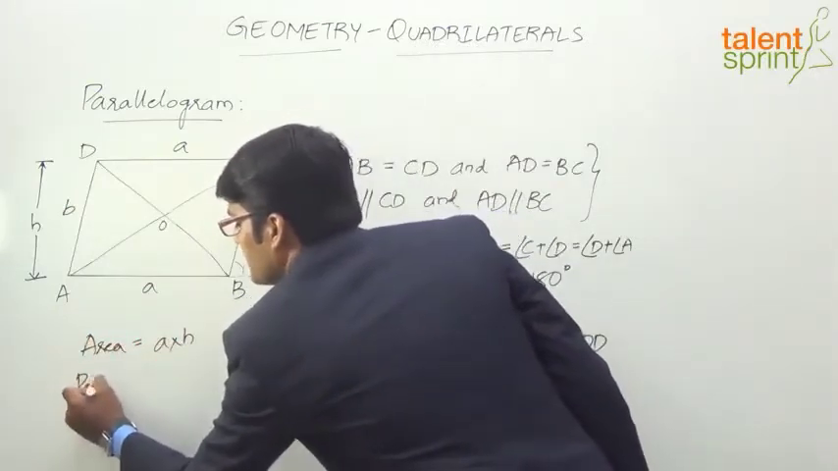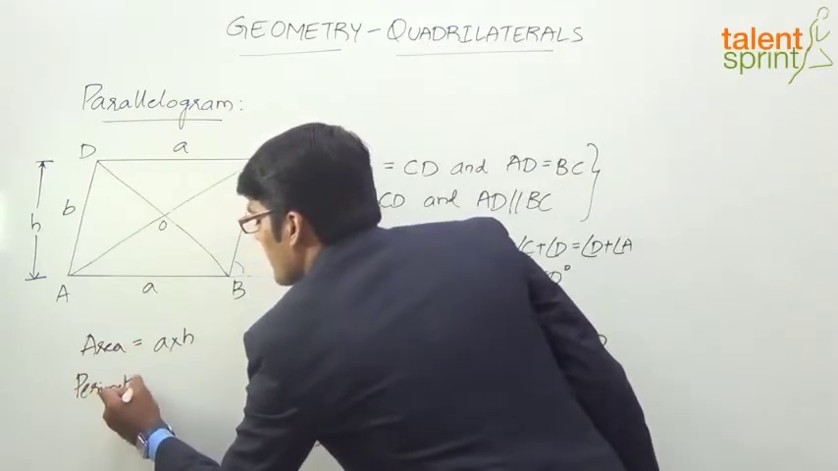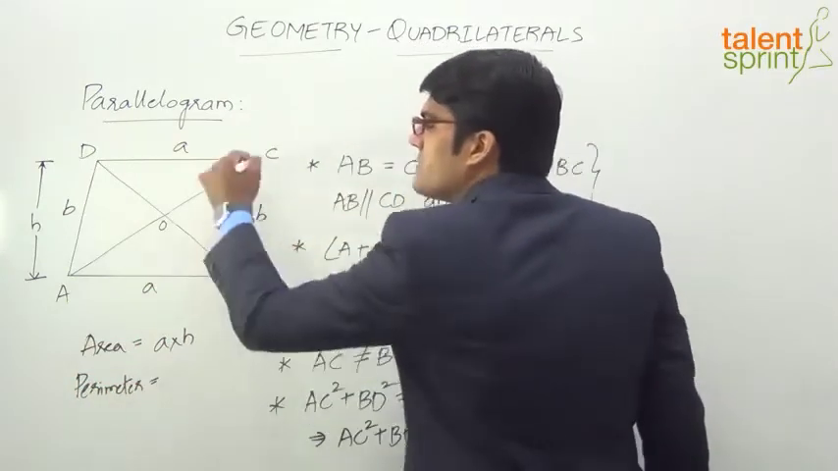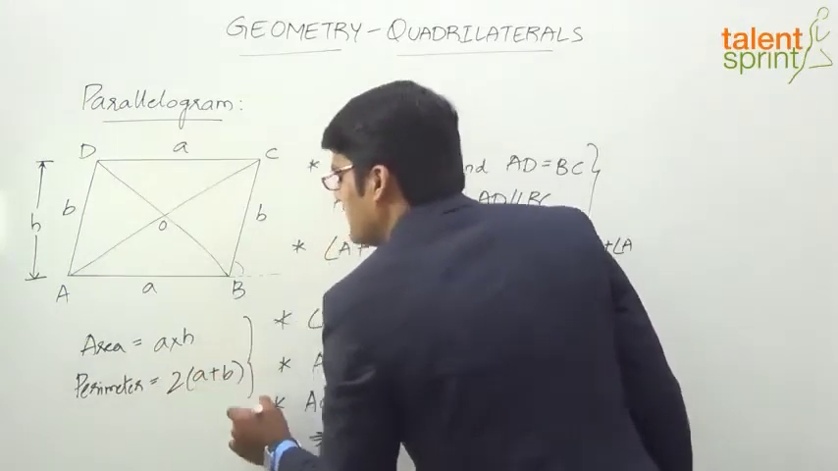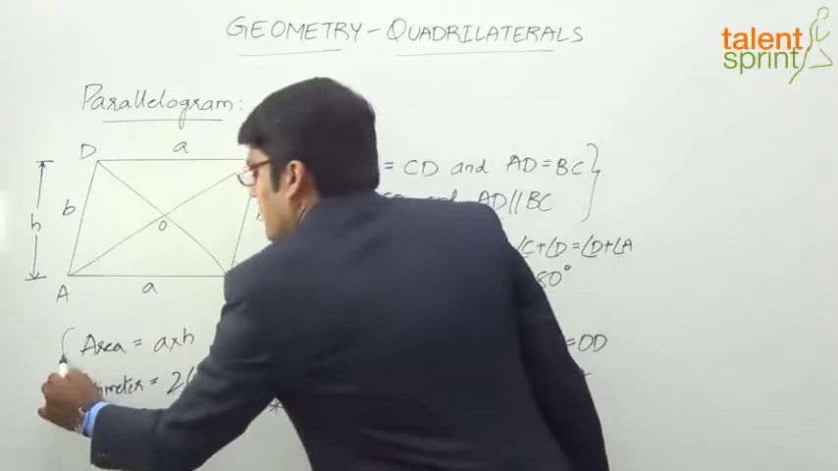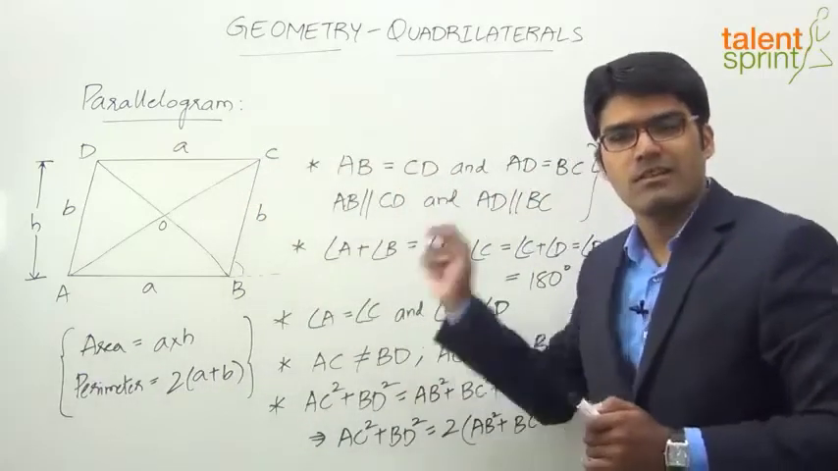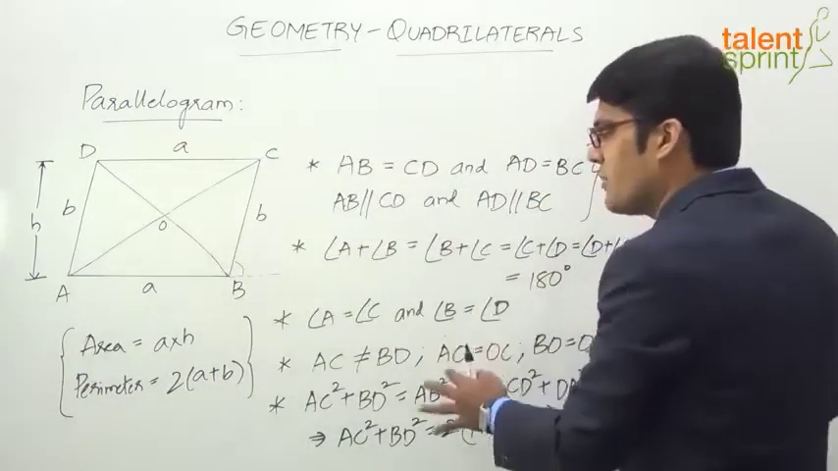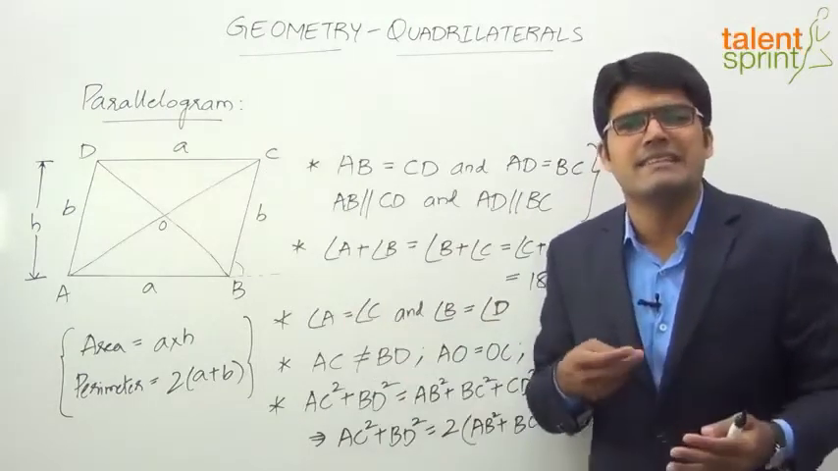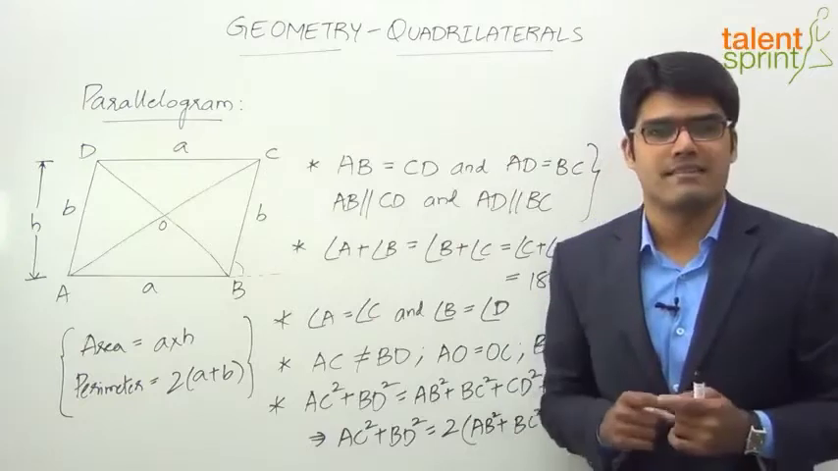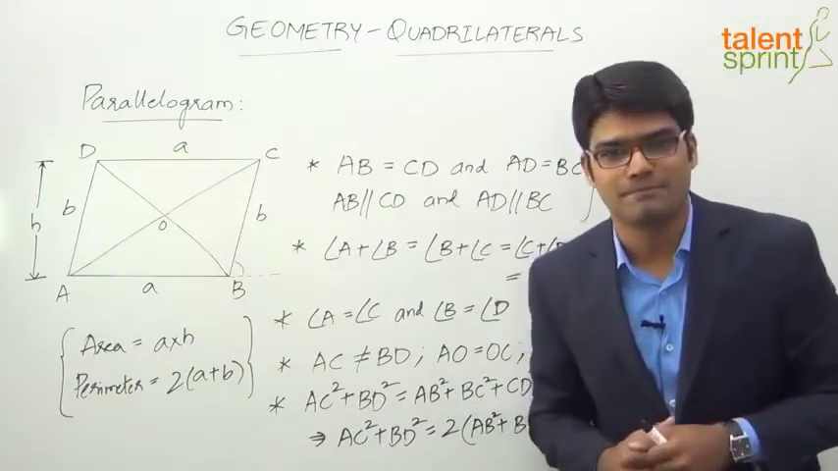And perimeter can be taken as A plus B plus A plus B, so 2 times A plus B. However, like I've mentioned earlier, these are points relevant to mensuration, not related to geometry, right? With respect to geometry, we should know all the important properties based on angles, sides, diagonals, etc. Right? So that's about a parallelogram.